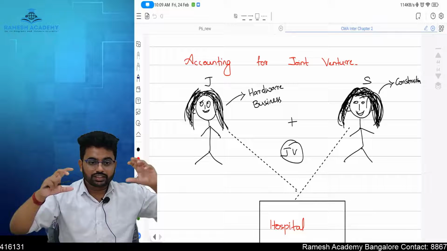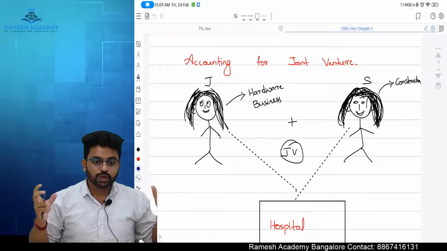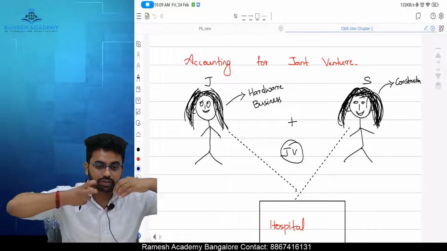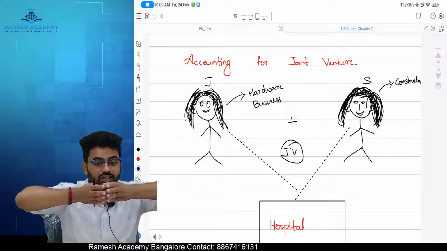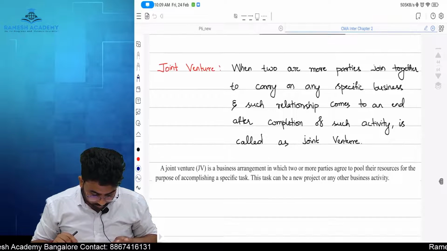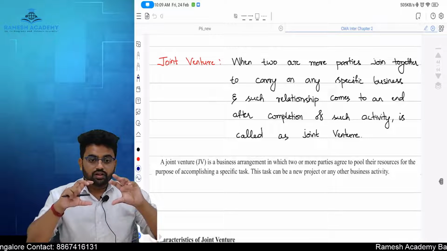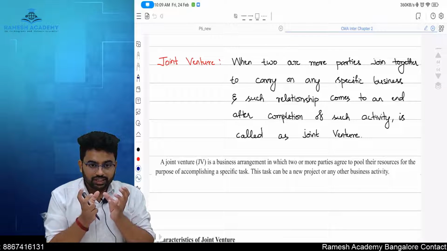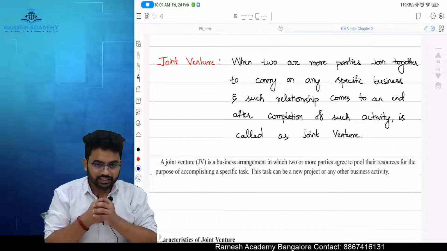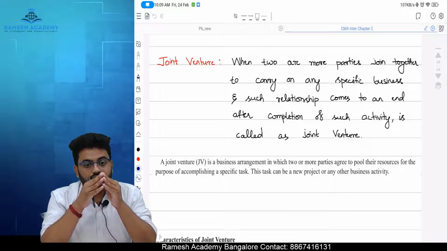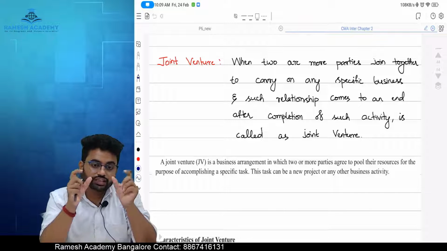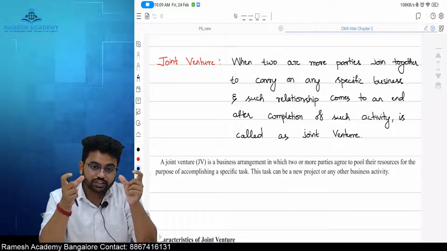Basically, joint venture is the kind of business in which two or more people come together and bring resources together to carry on a particular task, and after completion of that task they will close the business, they will terminate the business. That is joint venture. When it is a partnership business, the agreement between the partners is called a partnership deed if it's in writing. Here the parties in the joint venture are called co-venturers.